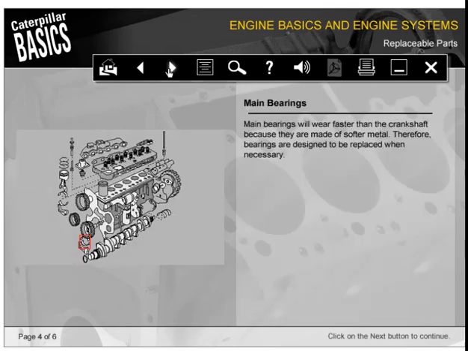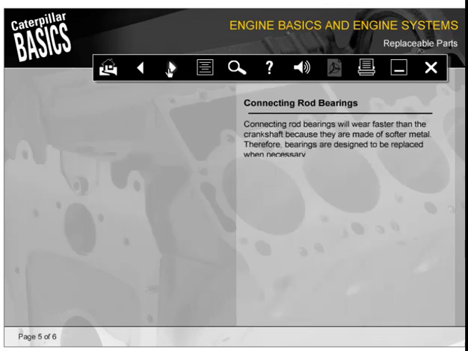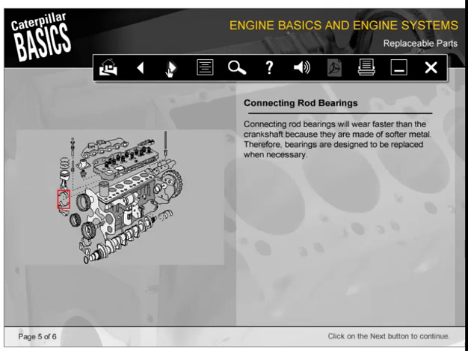Main bearings will wear faster than the crankshaft because they're made of softer metal. Therefore, bearings are designed to be replaced when necessary. Connecting rod bearings will wear faster than the crankshaft because they're made of softer metal. Therefore, bearings are designed to be replaced when necessary.